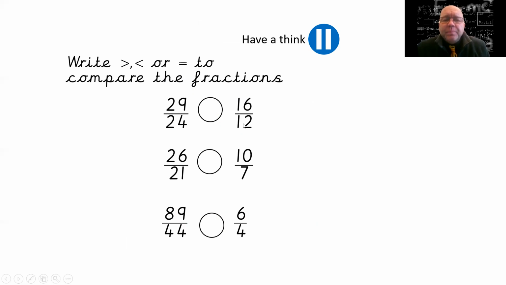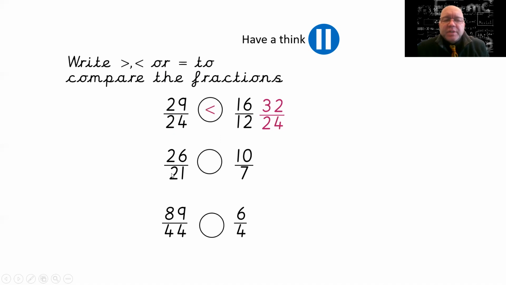So if we look at the first one, we've got 24 as a denominator and 12 for a denominator. A little bit of easy maths. How do we turn a 12 into a 24? Well, we double it. We multiply by 2. So 12 times 2, 16 times 2, gives us 32 over 24, which is clearly bigger than 29 over 24.